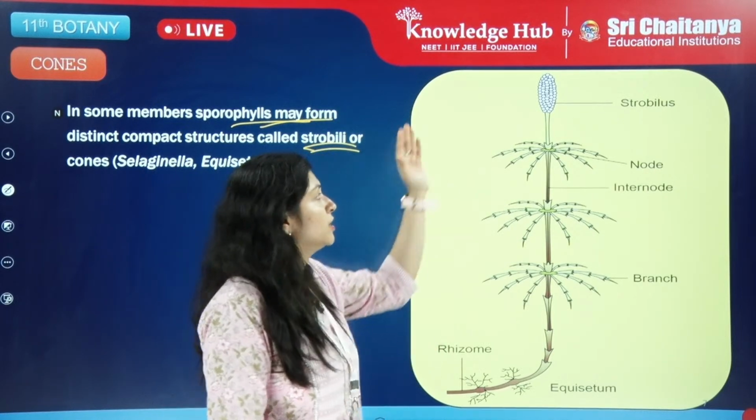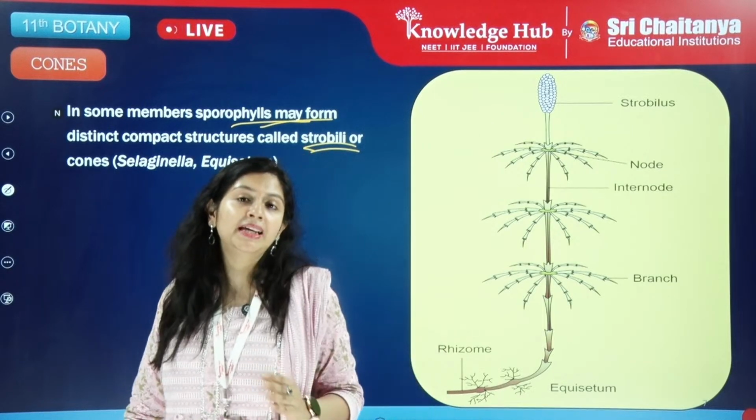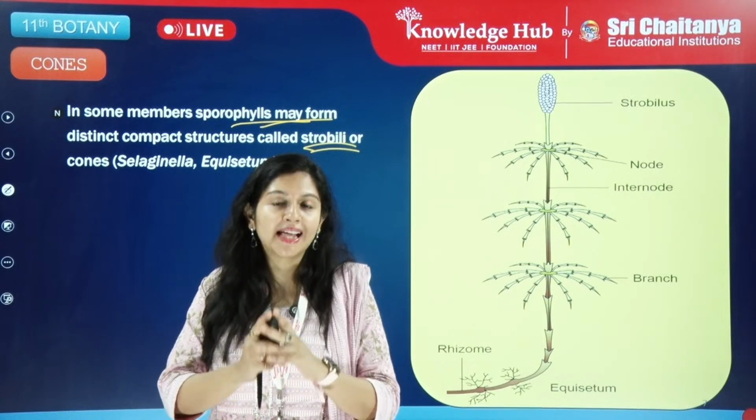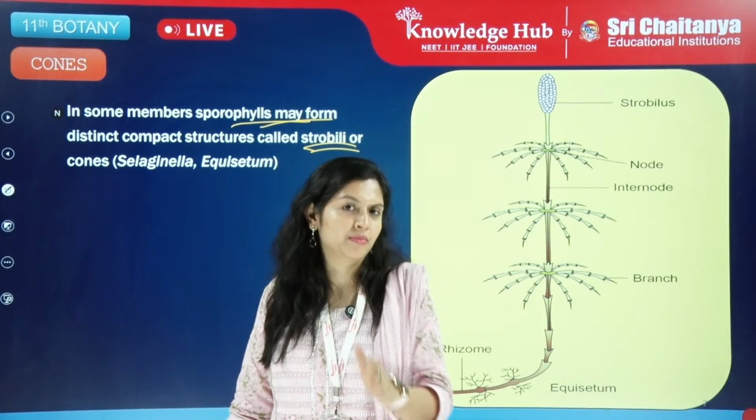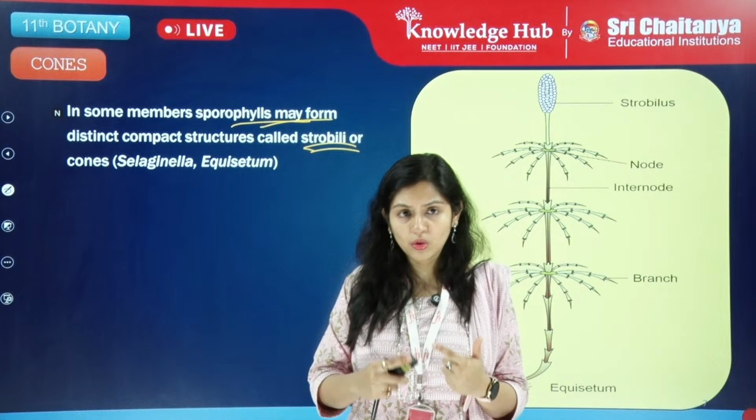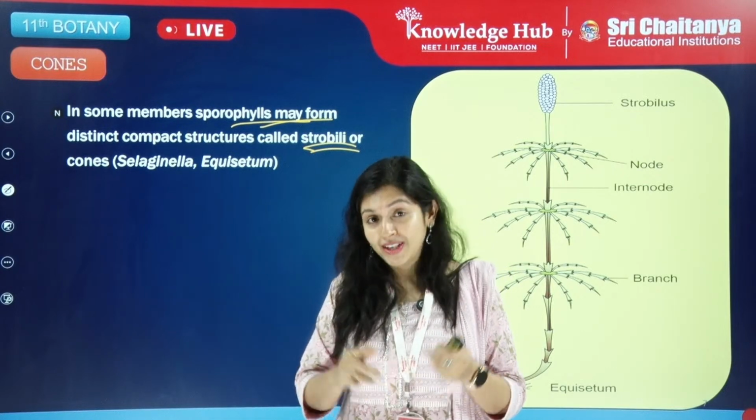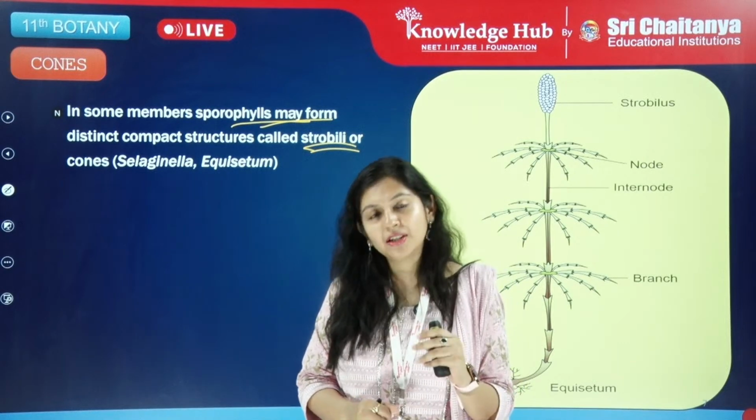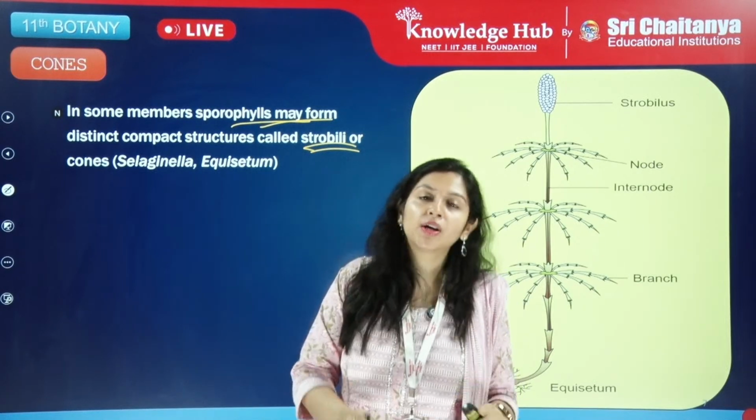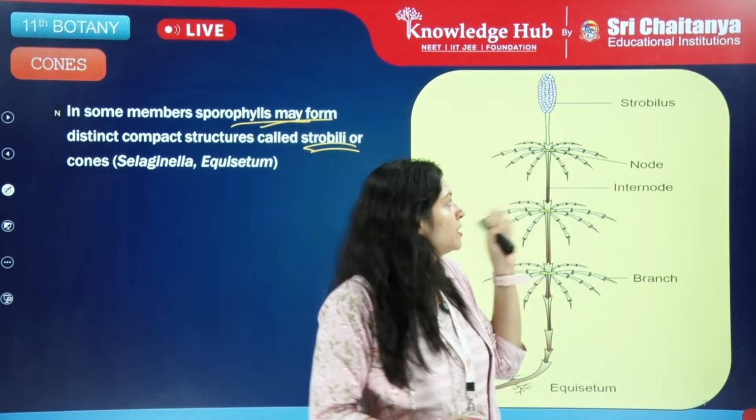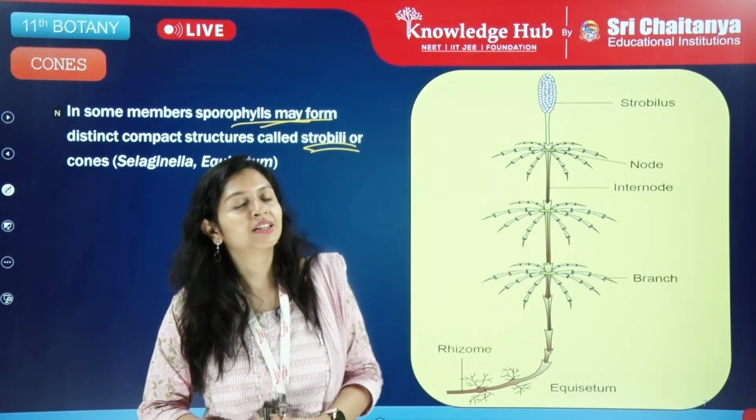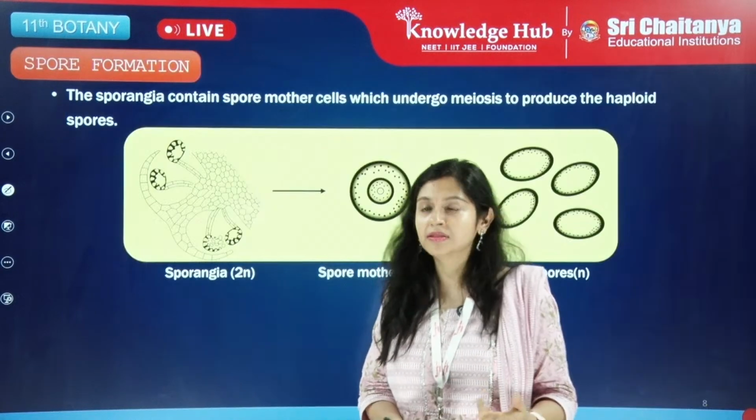And these leaves on the top of it, they will be having the strobilus, which is a compact structure that is like a cone. You will be learning about more cones when we discuss the gymnosperms. In the gymnosperms, you will be having cones as the reproductive structure. So here also we are having cones in certain plants, right? Okay, let's go to the next one.